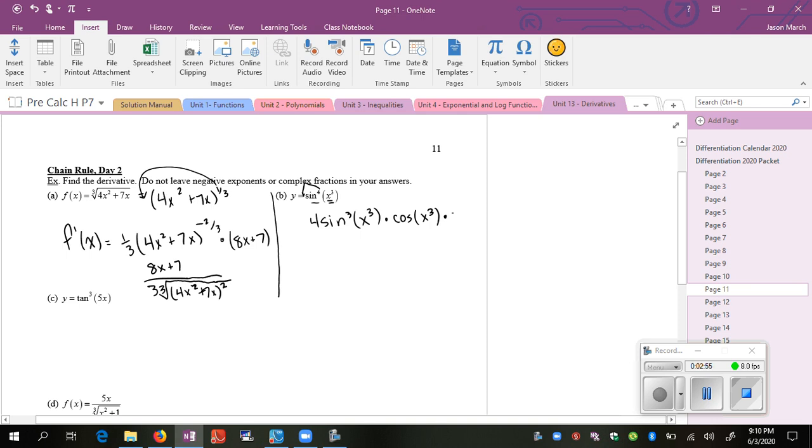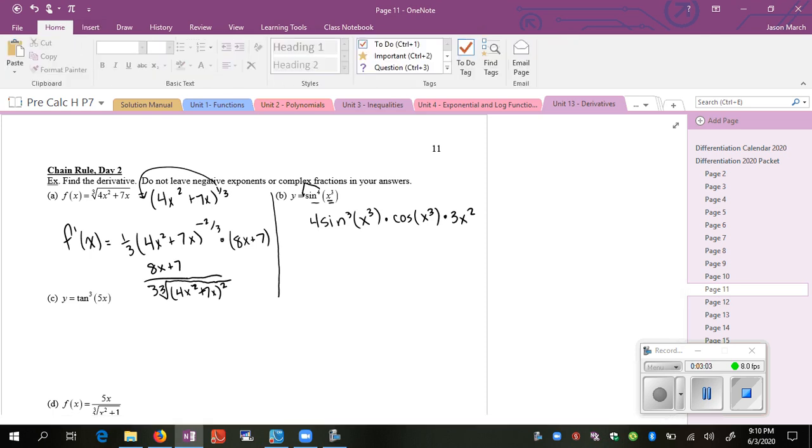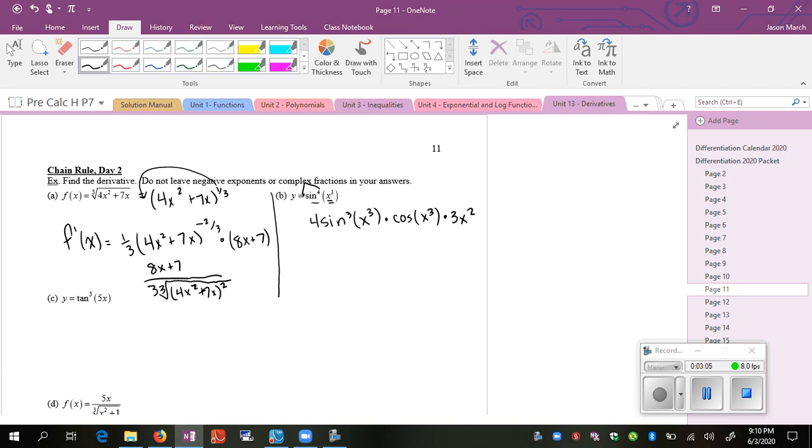So derivative of sine would be cosine of x cubed. And the third link of the chain here is now going to be handling what's inside the parentheses. So 3x squared. Again, if we want to simplify that, we could multiply together the coefficient that we have in front, the 4, with the 3 and call it 12x squared times sine cubed x cubed cosine x cubed.